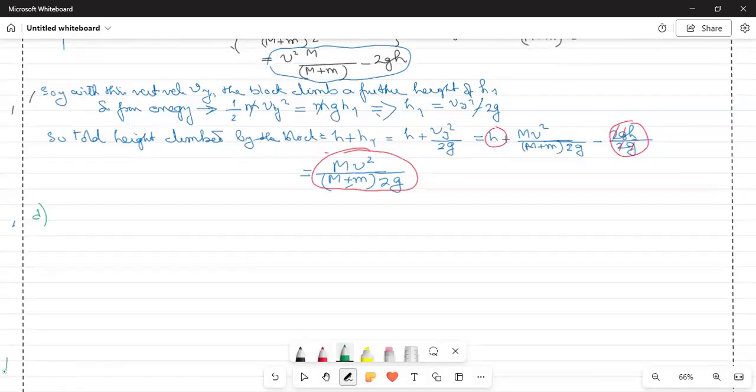See what happened really. This bigger block, capital M, was moving towards left with a velocity. And at a certain point of time, this one, having a velocity at some angle, took a flight.